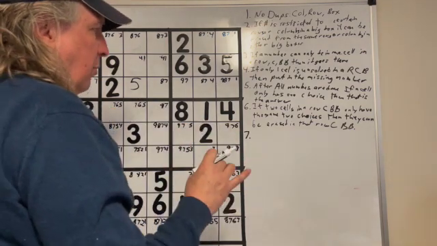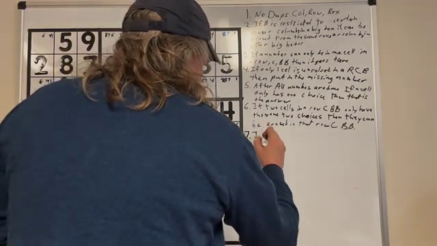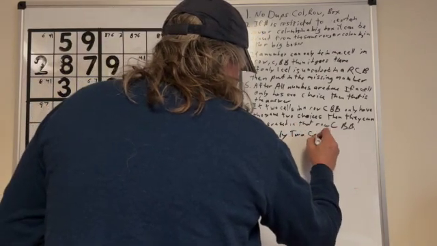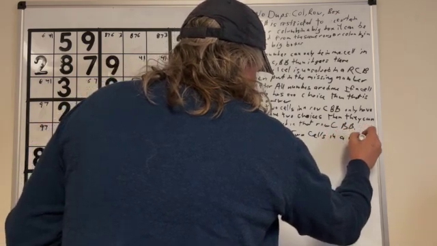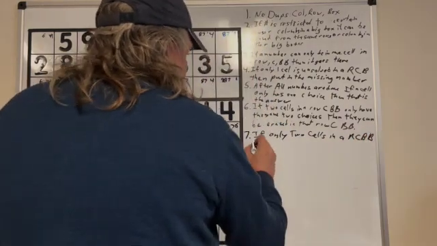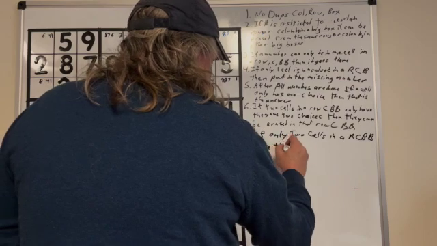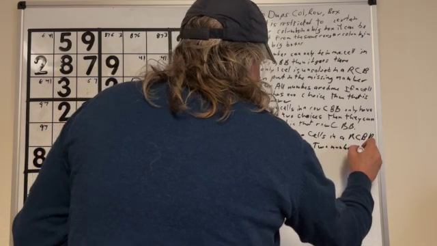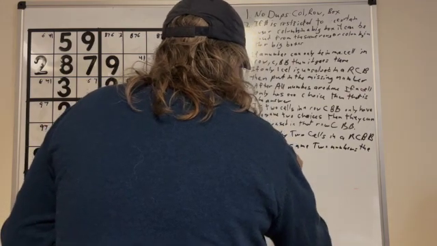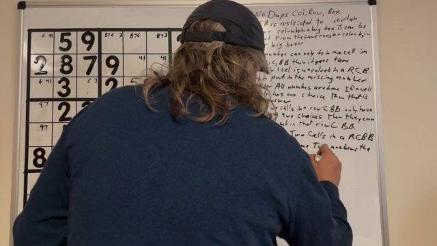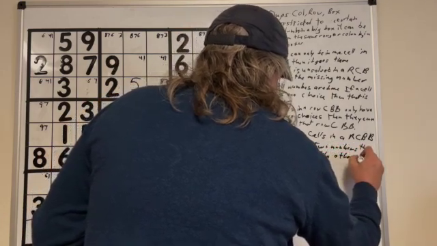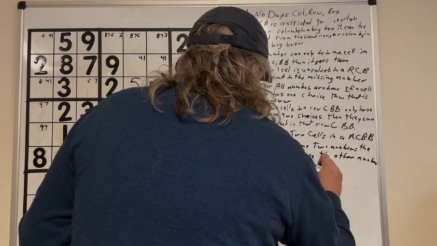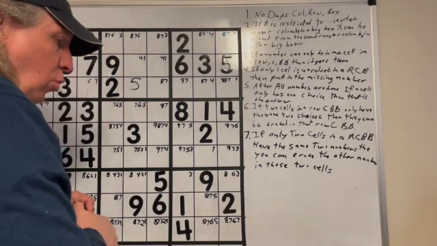okay, if only 2 cells in a row, column, or big box have the same 2 numbers, then you can erase the other numbers in those 2 cells. Okay? So that's rule number 7.